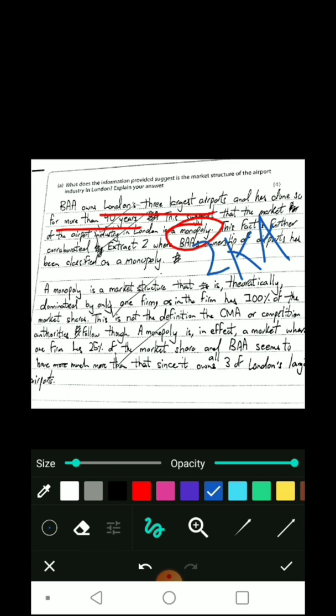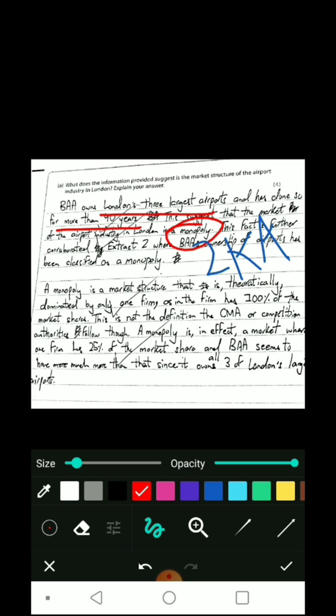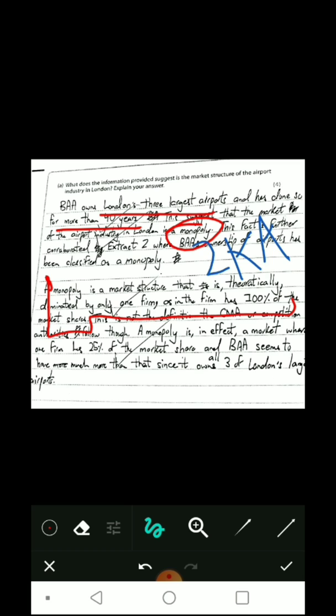Moving on to the 2nd paragraph. A monopoly. Now I'm going into the knowledge. I'm defining the term. Whenever you use any economics jargon or definition, you're gonna have to define it. That's simple knowledge marks. Here I have used the term monopoly, so that is the economics term I have to define. A monopoly is a market structure that is theoretically dominated by only 1 firm, as in the firm has 100% of the market share. That is the definition of monopoly.